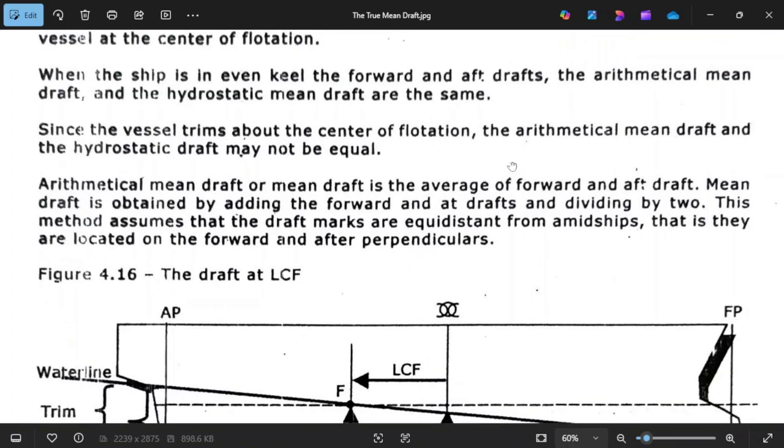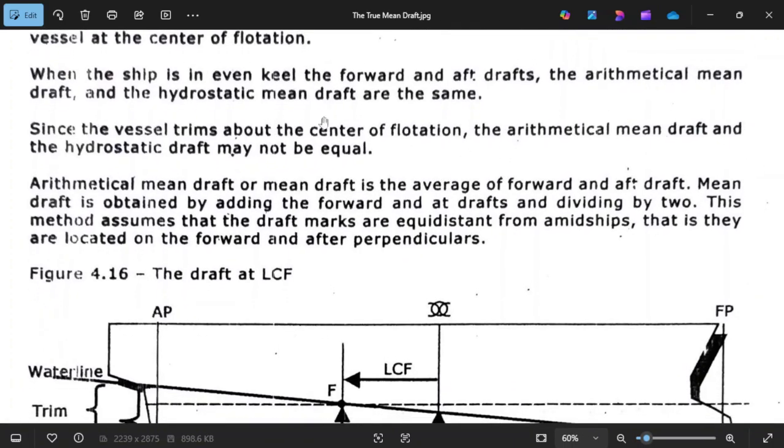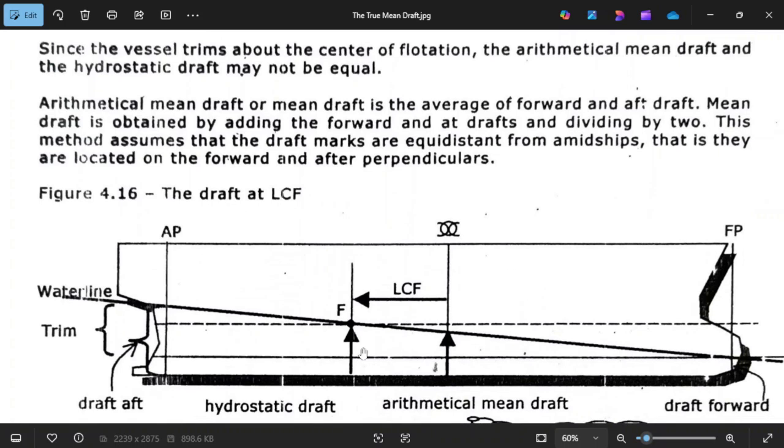Now go back again. When the ship is on even keel, with no trim, the forward and up drops, the arithmetical mean drop and the hydrostatic mean drop are the same. Meaning if you're on even keel, the mean drop and the arithmetical mean drop are the same. Later I will explain to you how to get the mean drop.